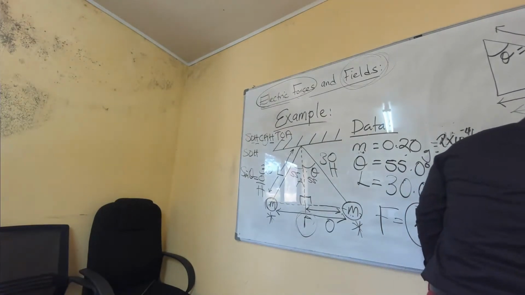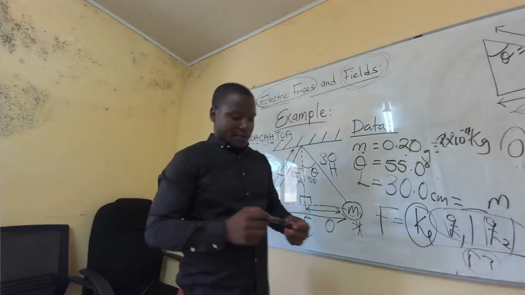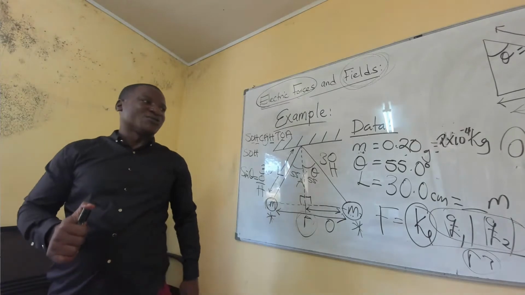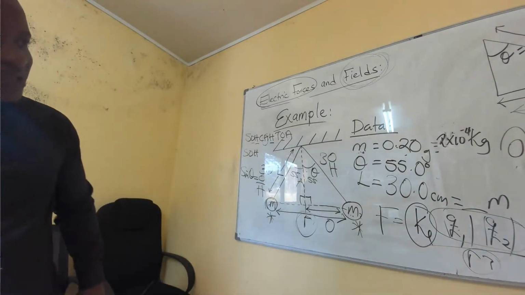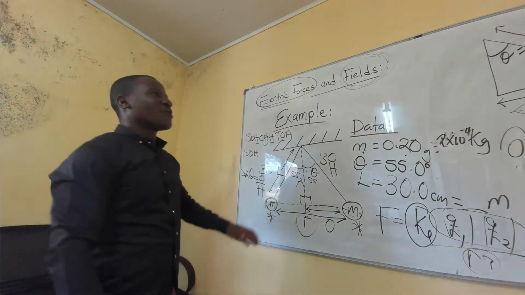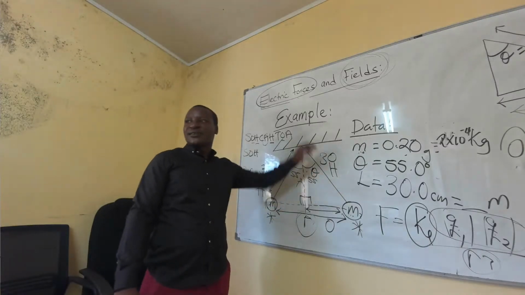7.2 nanocoulombs. That is what you're supposed to get. So if you have any problems in doing that, the first step I'll go through quickly.